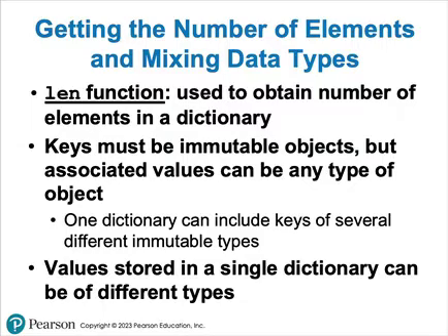The keys are immutable, but they can point to any type of data. You can have a dictionary that has a key that points to an integer, and another key that points to a float, and another key that points to a string, etc. So you oftentimes are storing the same type of data to solve a problem, but you don't have to. So that's what the last thing is saying. Values stored can be of different types.